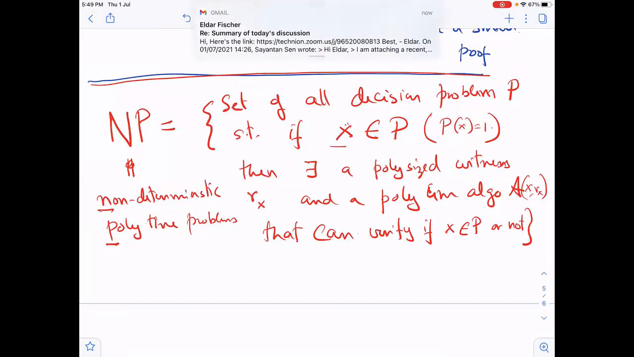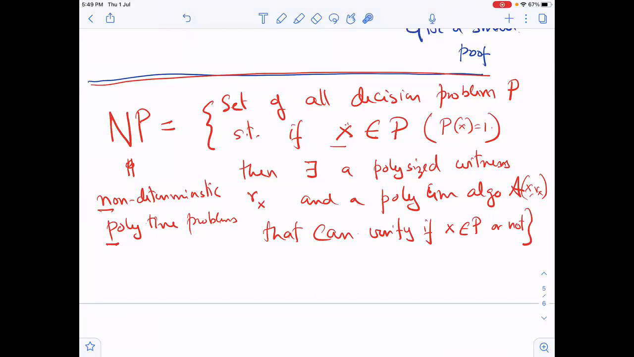So this A is a non-deterministic Turing machine which takes as input X and R of X, and which verifies whether X is in P or not. If you want to talk about non-deterministic, the R of X is basically the guess.